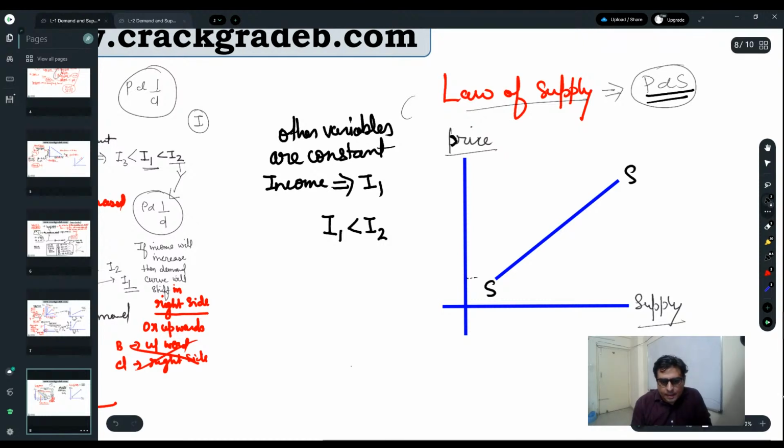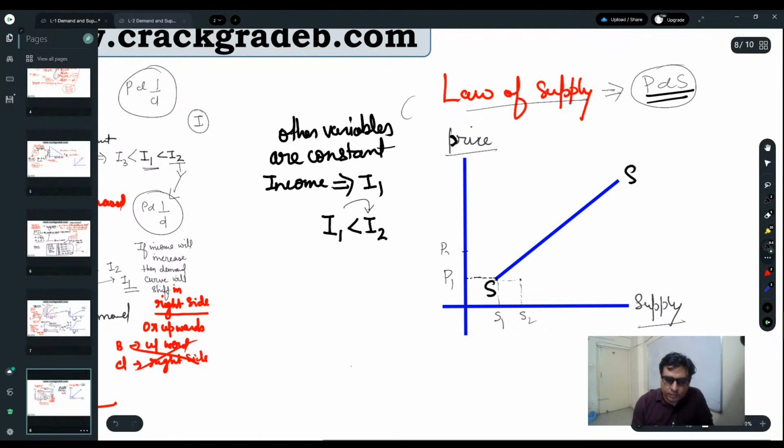Then at the same price P1, supply was S1. But now income is increased and the supplier is definitely going to increase its supply. So at price P1, supply will be S2. Income was I1, P1 was the price, S1 was the supply, and this was the curve. We increased the income, so at price P1, supply increases from S1 to S2.